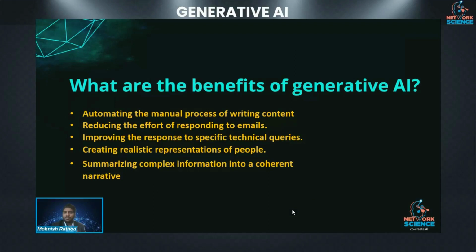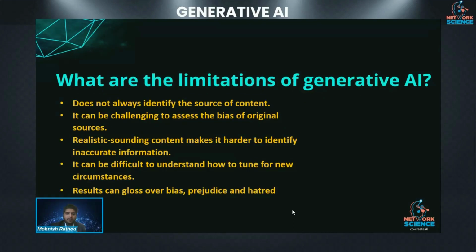What are the benefits of generative AI is the big question everyone asks us daily. It automates the manual process of writing content, reduces the effort of responding to emails, improves responses to specific technical queries, and creates realistic representations of people. All this content used to take a large amount of time to write, whereas now, with GPT in place, complex information is summarized into a coherent narrative.